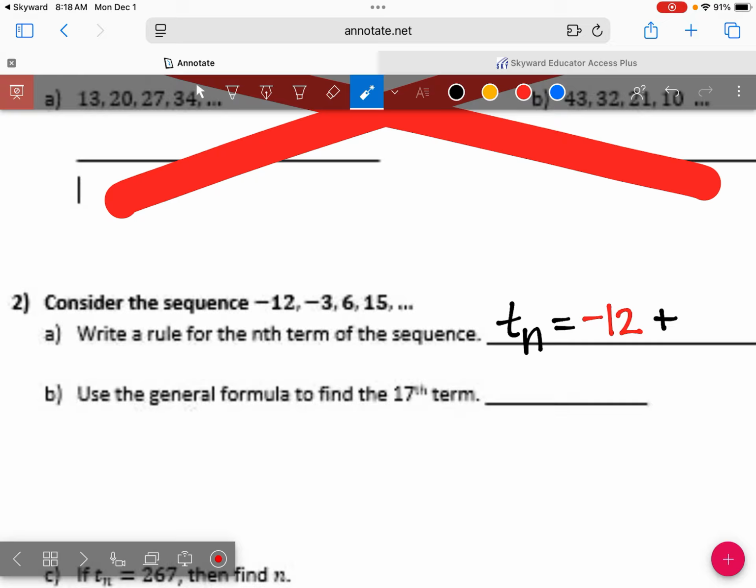Lynette, you need a calculator? Oh, no, I got it. You got one? Okay. You probably need one.